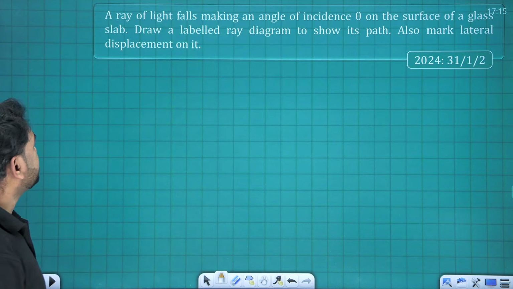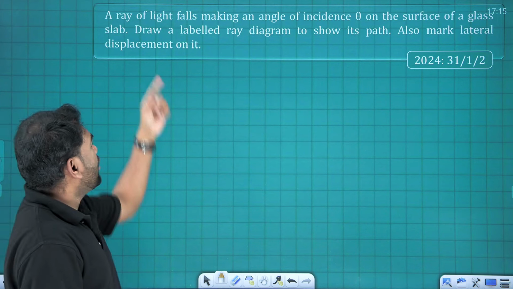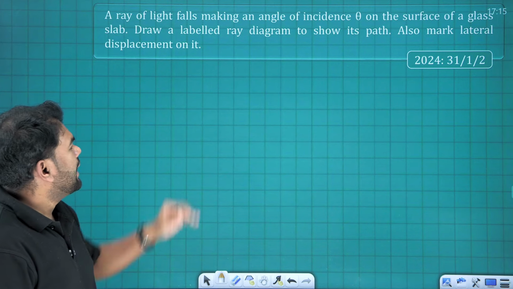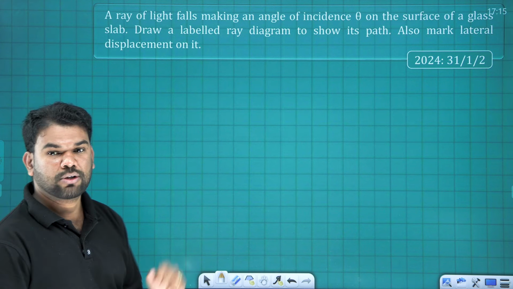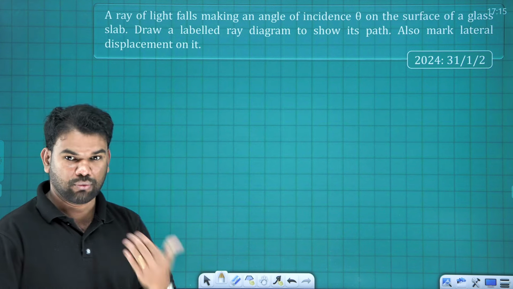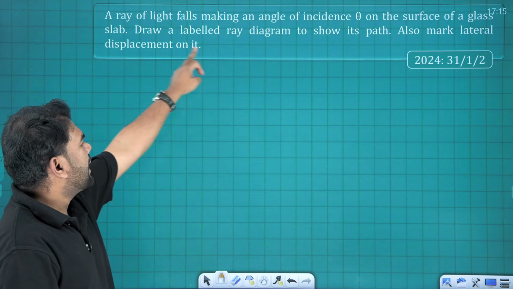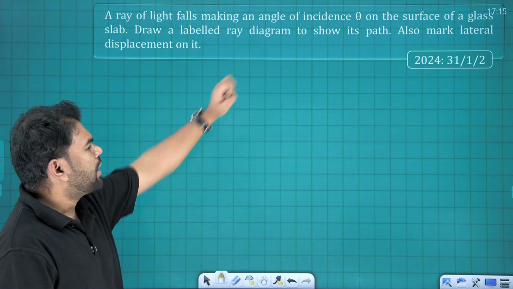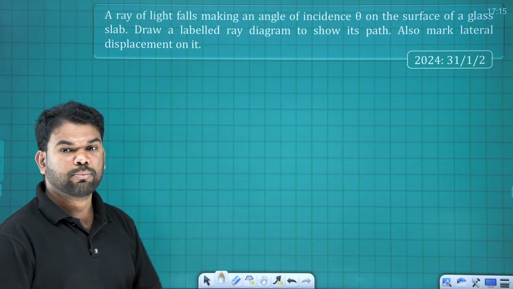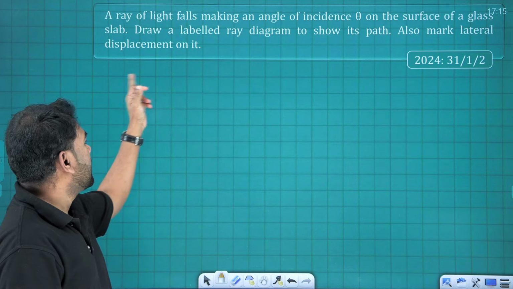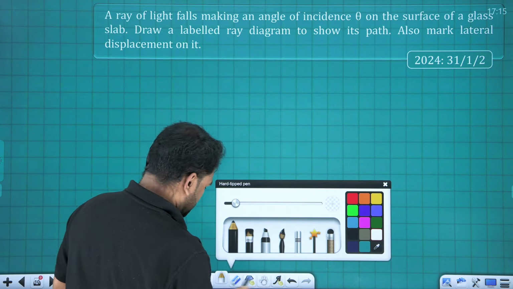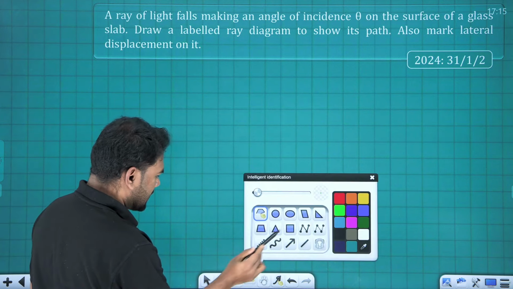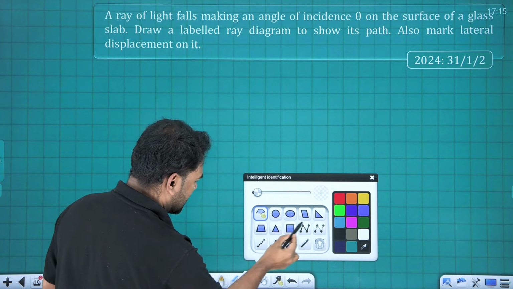Now the next question. A ray of light falls making an angle of incidence theta on the surface of a glass slab. The question is based on glass slab and refraction. Draw a labeled diagram to show its path. You need to draw a labeled diagram of a glass slab. Also mark lateral displacement on it. So we need to draw a glass slab first.